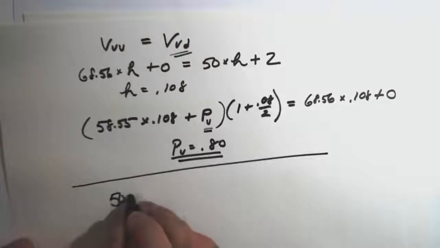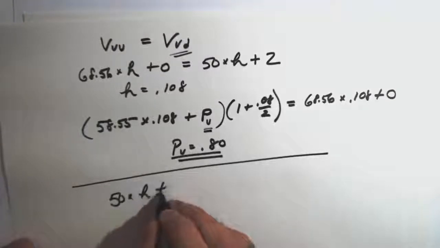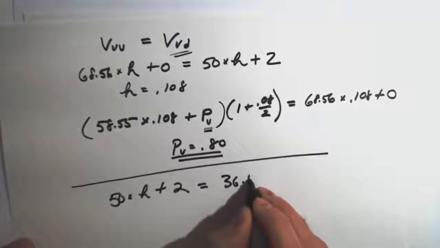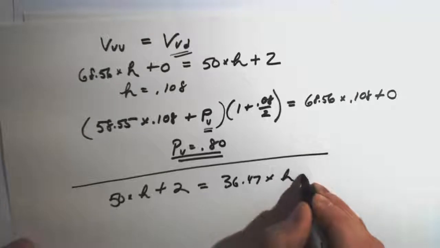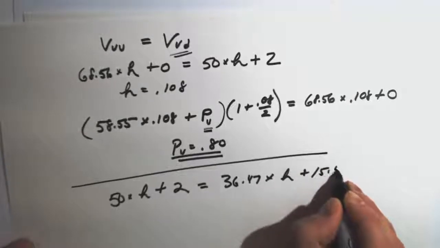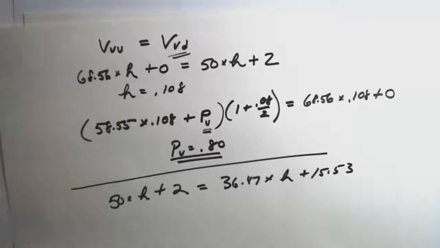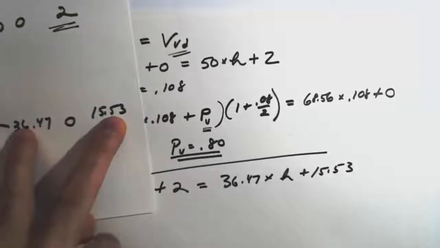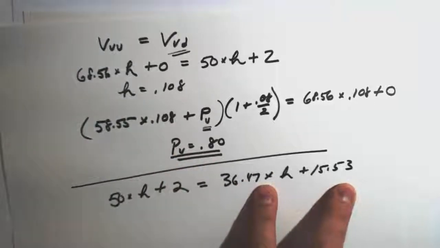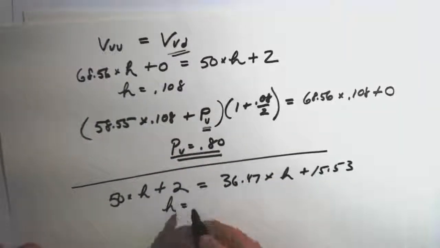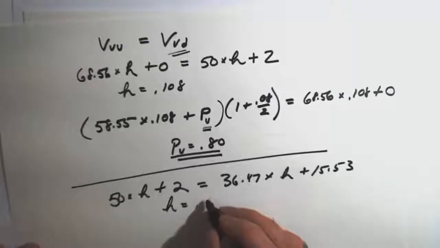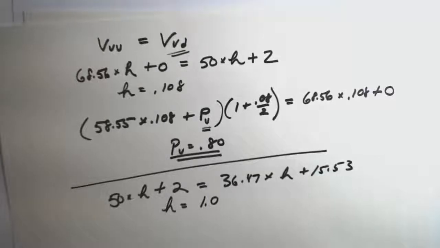We're going to take 50 times H. Let's come up with a new hedge ratio. Plus 2 equals 36.47 times H plus 15.53. Okay, so I'm using the numbers right here, these two numbers, and then I'm using these two numbers here. So if we have the right number of shares, it doesn't matter if we go up or we go down, we're going to have the same portfolio value. And the H here is exactly 1.0. Okay, the H is 1.0.